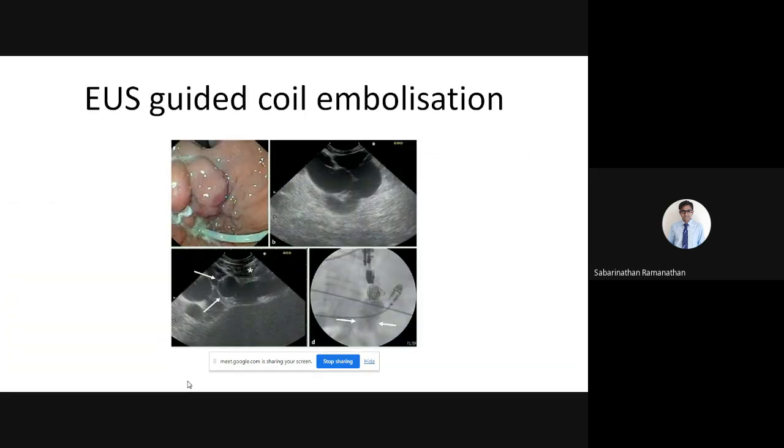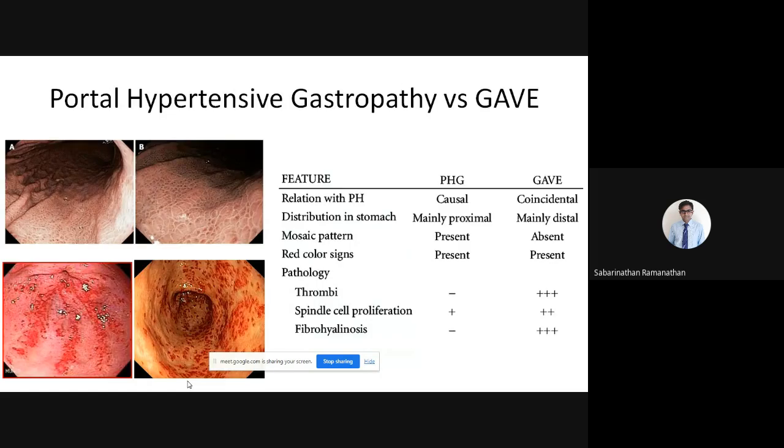This is the advanced technique, endoscopic ultrasound guided coil embolization, used for gastric varices. In our hospital, this procedure has been started. Almost more than 10 patients have undergone EUS guided coil embolization. And after coil embolization, we apply glue injection also. It's a combined coil embolization and glue injection to have a better effect.